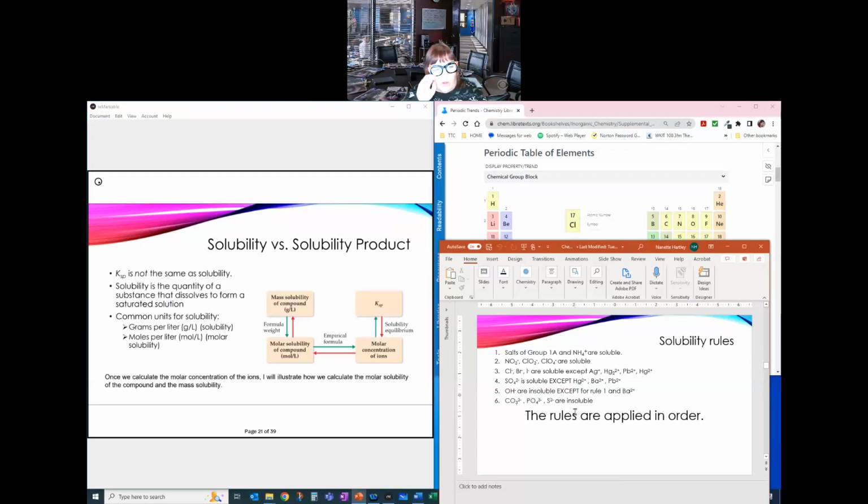So, solubility versus solubility product. KSP is a solubility product, so it's not the same as solubility. Those two terms are different, right?